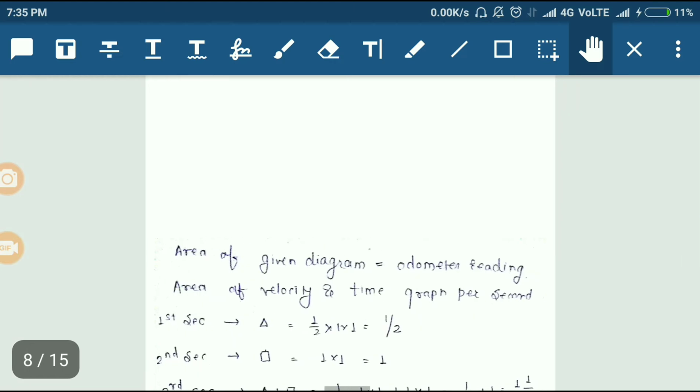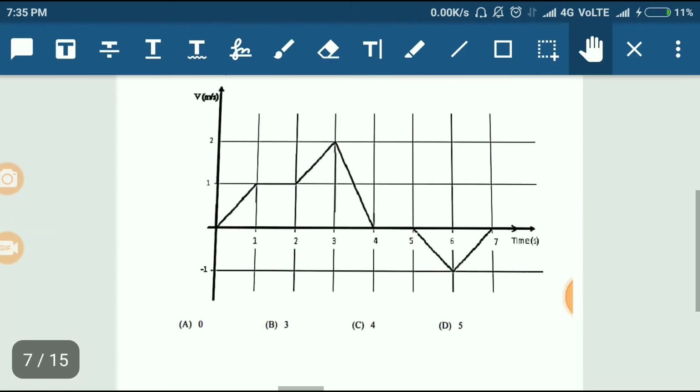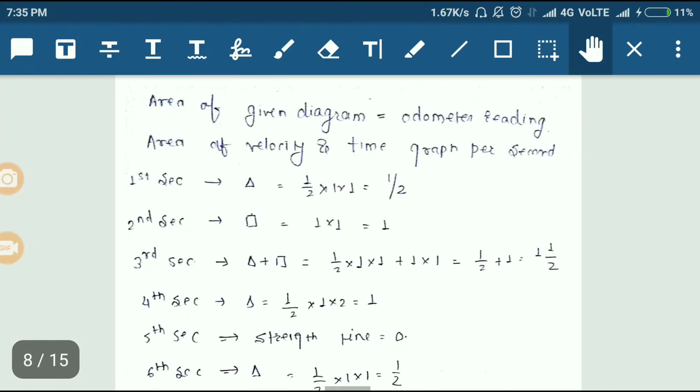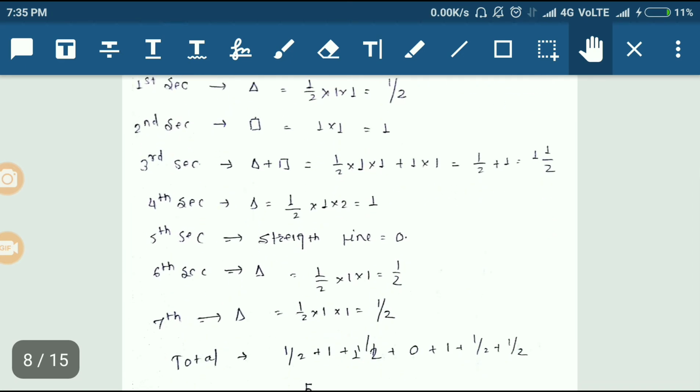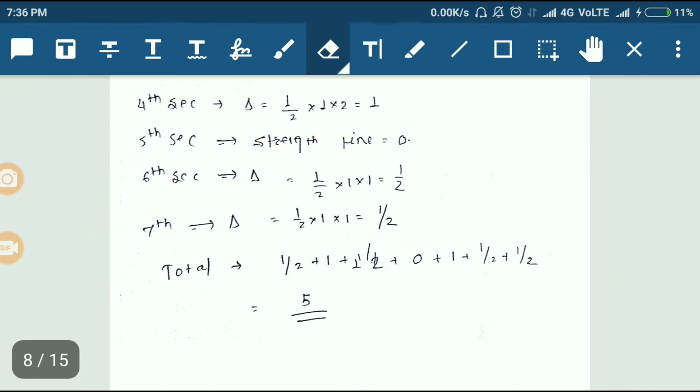So I have solved this. Here for 1 second, that is for the triangle, only the difference would come. Here we'll have to calculate the area of the triangle and the rectangle, this triangle, this rectangle, otherwise all are triangles and rectangles only. So I have calculated using the formulas for the areas of a triangle and a rectangle, that is half base into height and length into breadth respectively, and I have calculated the total distance that is covered by the car in 7 seconds, or the vehicle in 7 seconds. Next question.